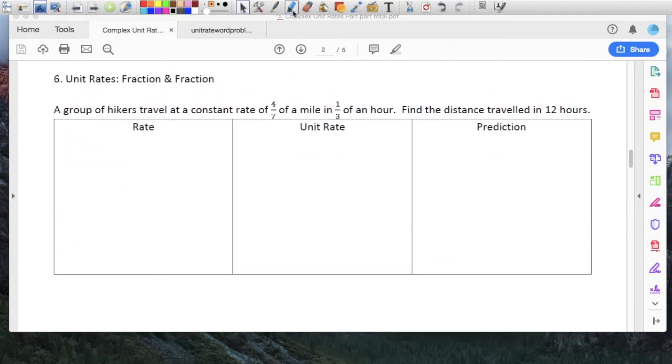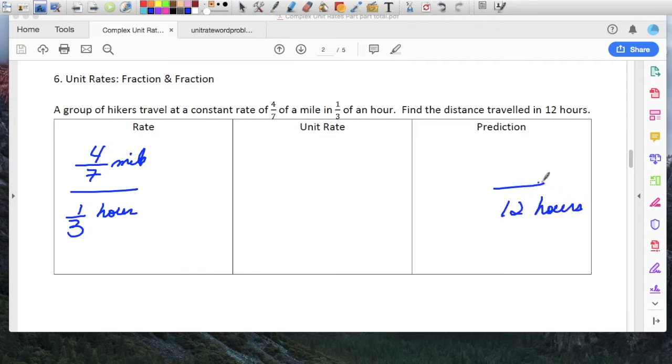6, that's a little bit different. So it says this person can go 4/7 of a mile in 1/3 of an hour. But we want to find out how much this group can hike in 12 hours. So that's what we want here. That's our goal. So one way of doing this is to change this to a unit rate. So let's find our unit rate. So let's change 1/3 of an hour, so that becomes in 1 hour.